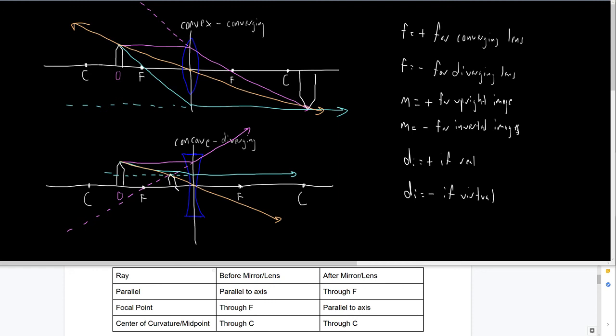Those are going to be the big differences between mirrors and lenses, and you can use this to flesh out the notes you have. I think that's all I got. Good luck with the diagram practices.